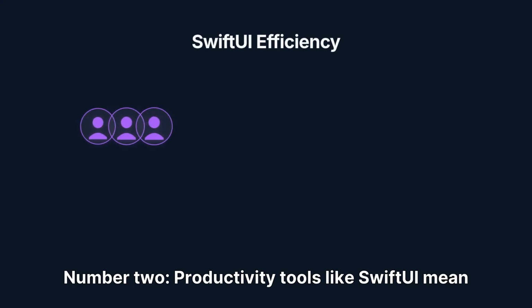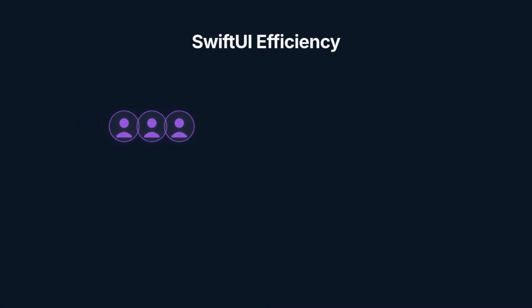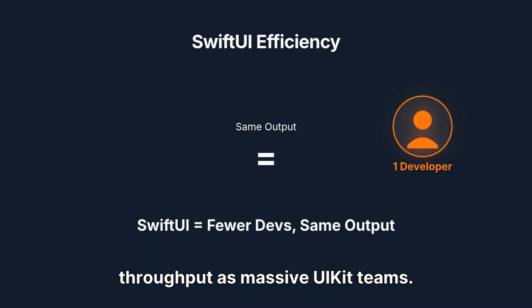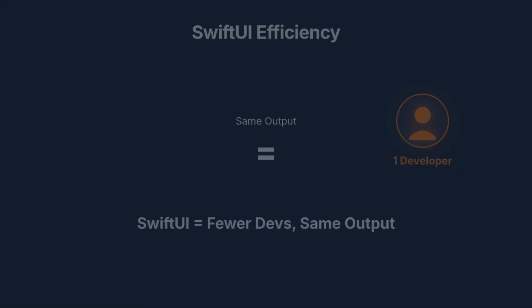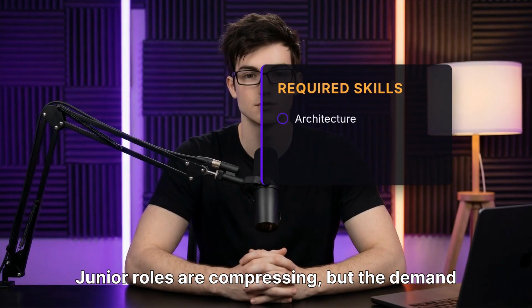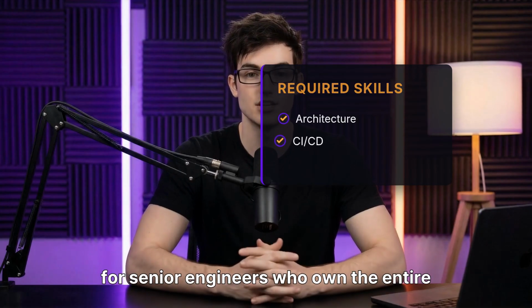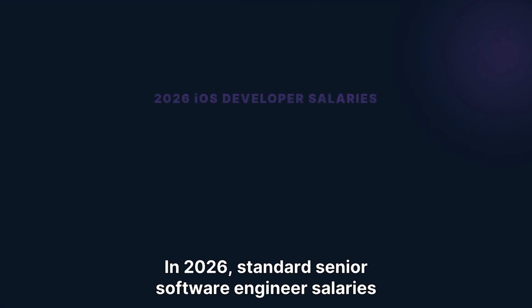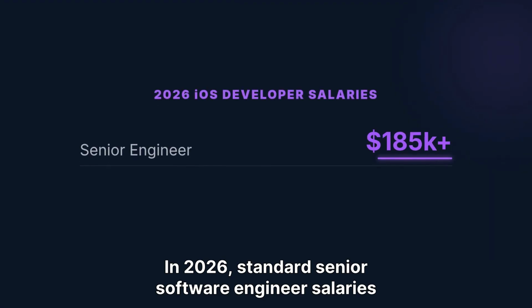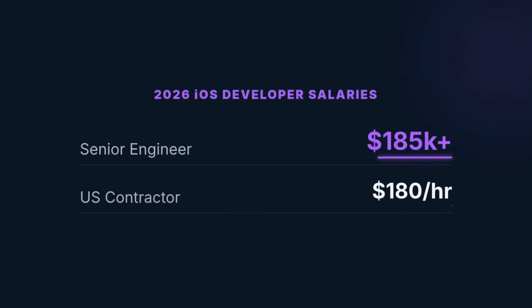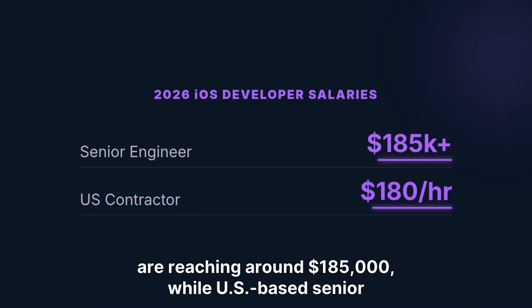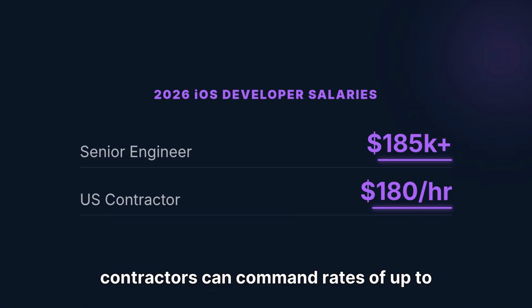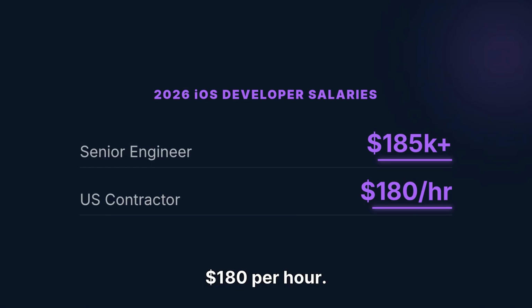Number 2, productivity tools like SwiftUI mean smaller teams can now achieve the same throughput as massive UIKit teams. The result? Junior roles are compressing, but the demand for senior engineers who own the entire pipeline is surging. In 2026, standard senior software engineer salaries in the US are reaching around $185,000, while US-based senior contractors can command rates of up to $180 per hour.